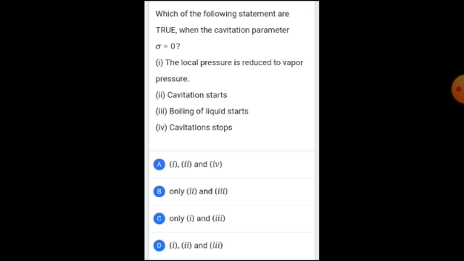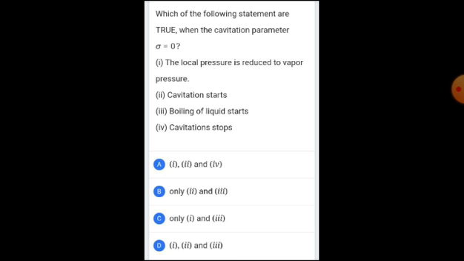Let us take the centrifugal pump. It consists of an impeller inside it, which rotates inside this pump, due to which pressure change occurs, and as a result water will be pumped out from the sump.